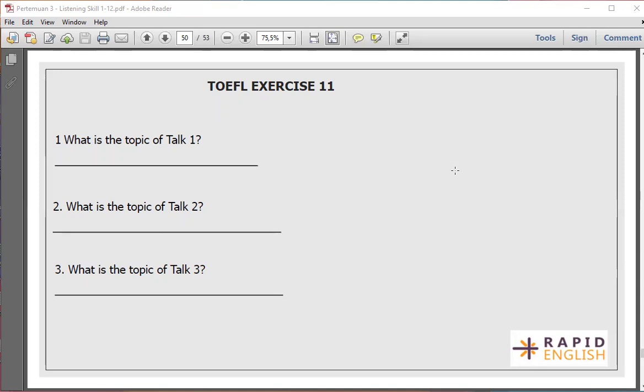Number 3. The first part of Talk 3 is: Hello, I'm Mr. Teal, the head librarian, and I'd like to explain to you about checking out books from this library. What is the topic of Talk 3?